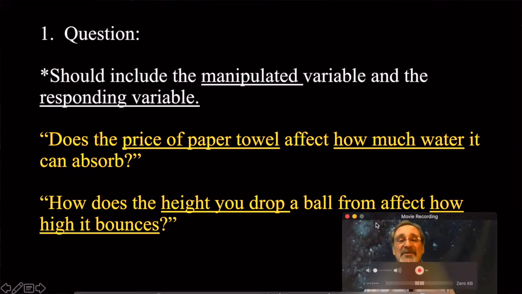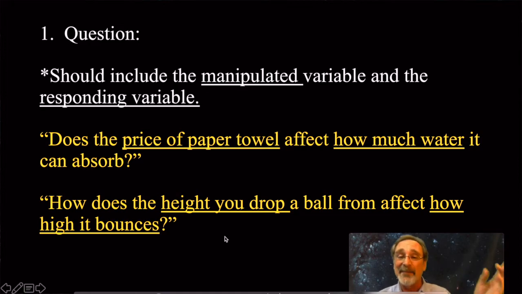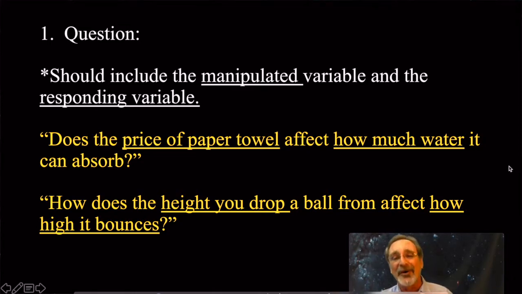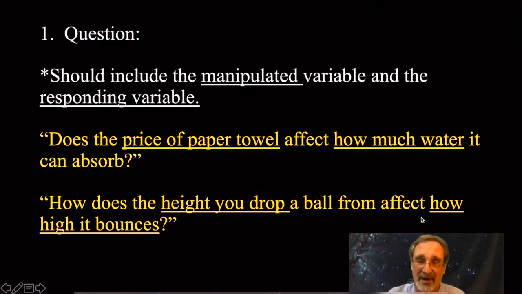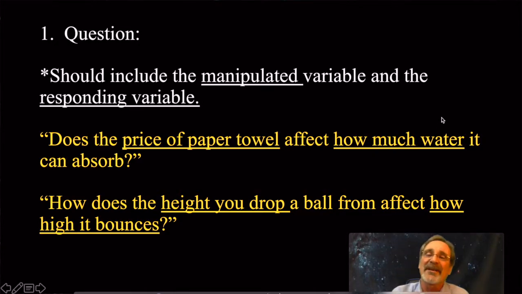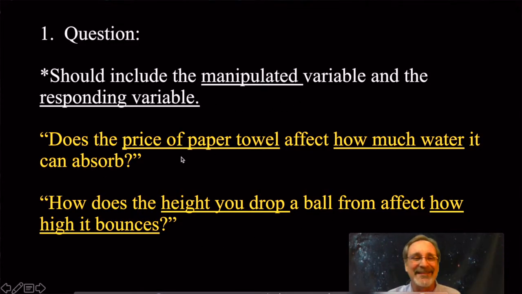Another question might be, does the height you drop a ball from affect how high it bounces? It might be, okay, if I drop it from higher, it's going to bounce more. But you always phrase the question: does the height you drop it from, the manipulated variable, affect how high it bounces, the responding variable? Those are the key things. Remember, if it's yellow, just let it mellow. You don't have to write the yellow part down.